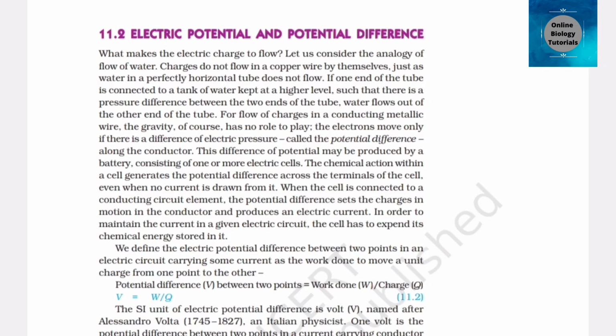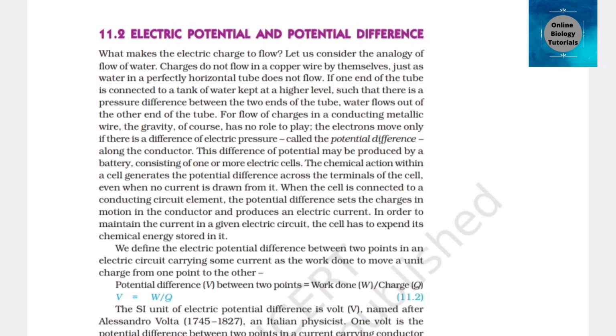In order to maintain the current in a given electric circuit, the cell has to expend its chemical energy stored in it. We define the electric potential difference between 2 points in an electric circuit carrying some current as the work done to move a unit charge from one point to the other. Potential difference V between 2 points equals work done W divided by charge Q. V is equal to W upon Q.